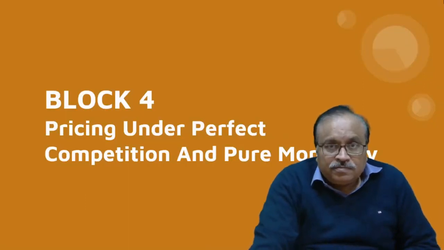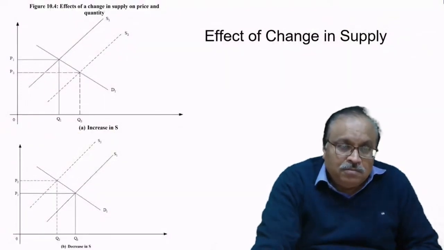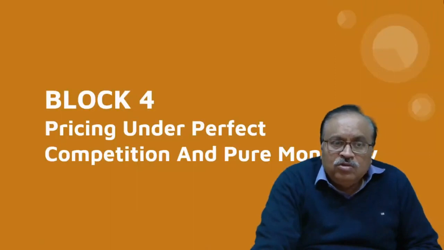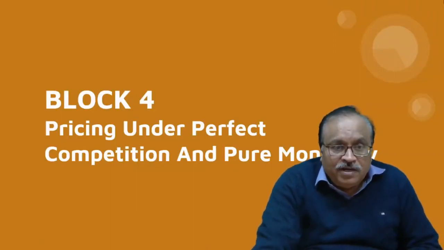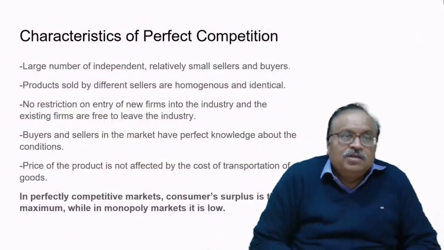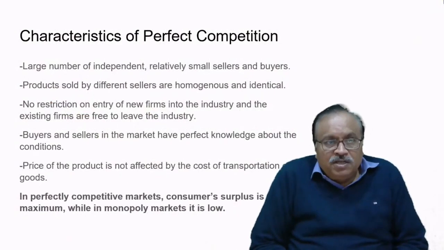So now with this we have ended unit 10 and are moving on to unit 11, block 4, pricing under perfect competition and pure monopoly. So what are the characteristics of perfect competition? There are a large number of independent, relatively small sellers and buyers.